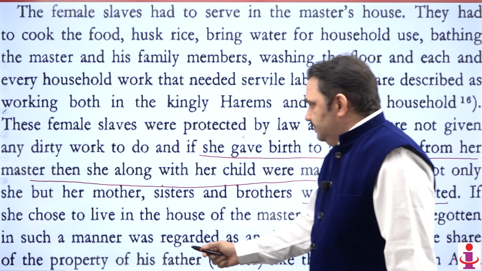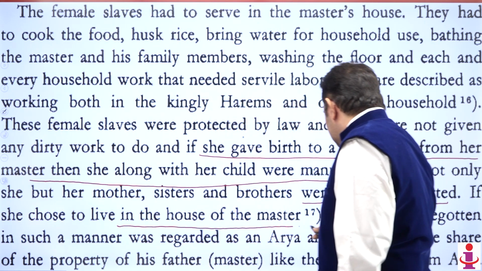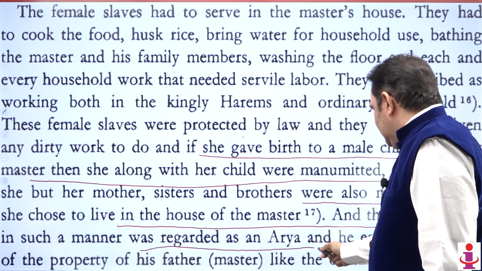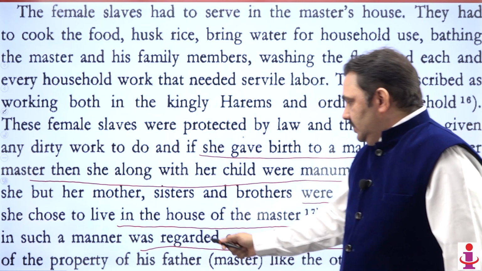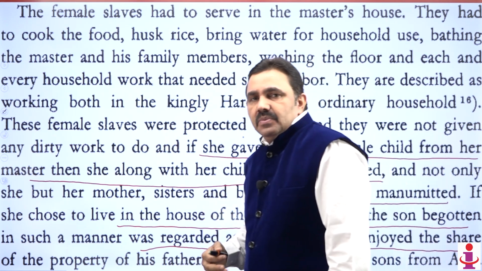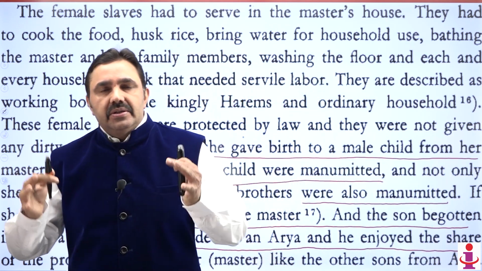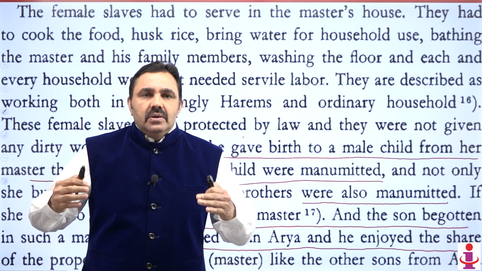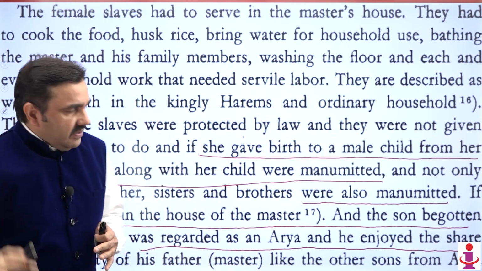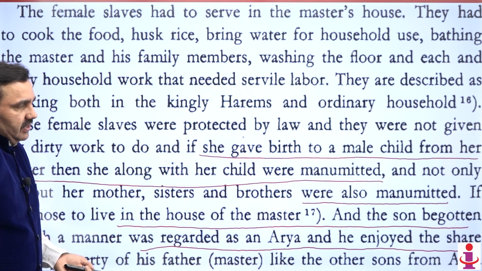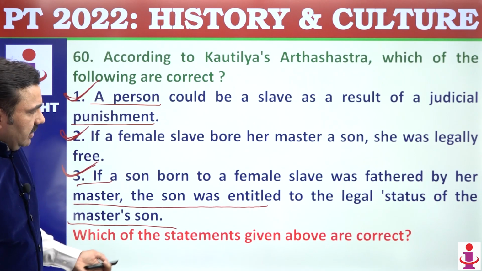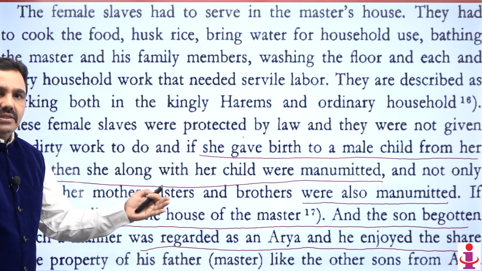If she chose to live in the house of the master, the son begotten in such a manner was regarded as an Arya, and he enjoyed a share of property of his father, like the other sons from Aryan wives. So this is a direct, elaborate reference about slavery and the status of the products of a master-slave relationship in Kautilya's Arthashastra. It's a difficult question. Hardly any student would have read it before the exam, but this is the game you call UPSC. So all the 3 points here are correct. This is the source, a direct cutting from Arthashastra.